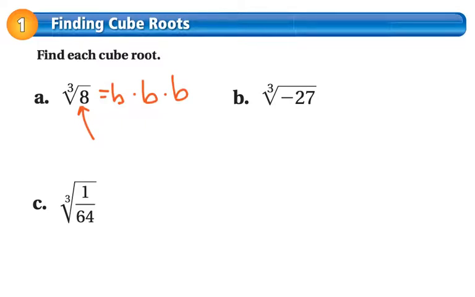But we're looking for numbers that, again, would multiply together to become 8. In this case here, the cube root of 8, of course, would be 2. And that's because 2 times itself again is 8. 2 times 2 is 4. 4 times 2 is 8. And that's how cube roots work.